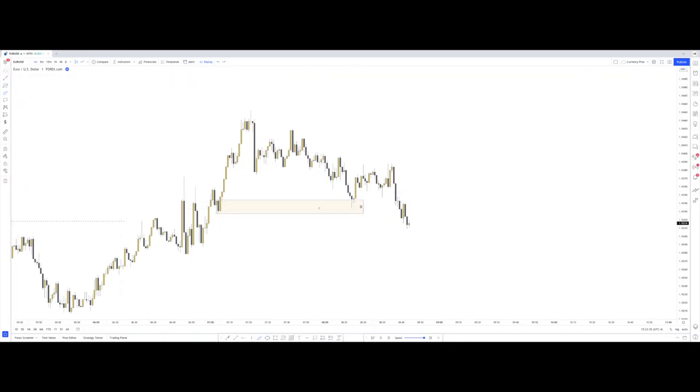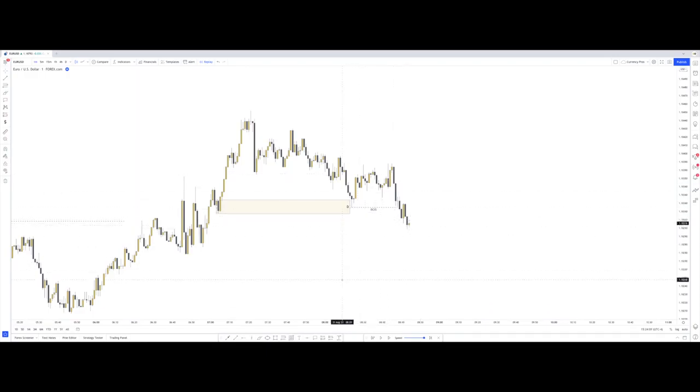Okay, so now that the demand zone has been violated, this is also, of course, a break of structure. So let's map that out, because this was our low and we clearly broke that low, right? Let's map that out. Okay, so that's our break of structure. So now that we have a break of structure and a confirmed flip zone, where can we look for entry?